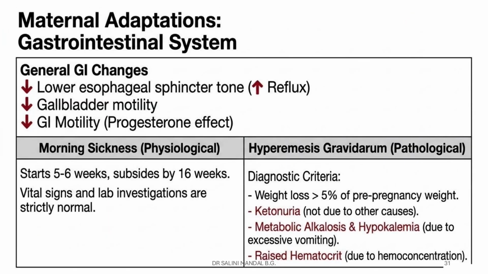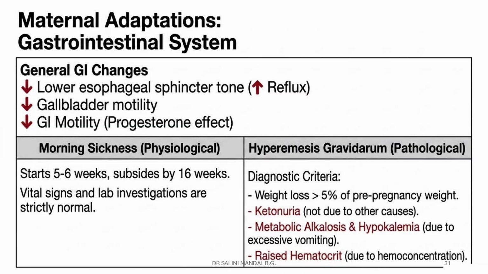When we talk about GI, there is going to be decreased lower esophageal sphincter tone. Why? Because progesterone is there in our system, and it relaxes the sphincters. Gallbladder motility is also going to be decreased, and GI motility is also going to be decreased, all because of the progesterone effect. Apart from that, by the fifth or sixth week, ladies usually get morning sickness. Not everyone, it is not definitive, but they can get it, and it subsides by the 16th week. The vital signs, everything, are normal.